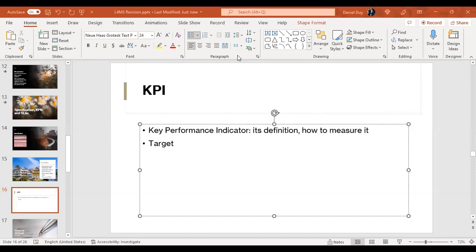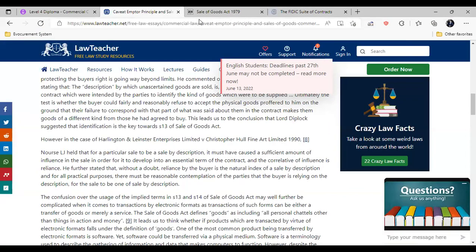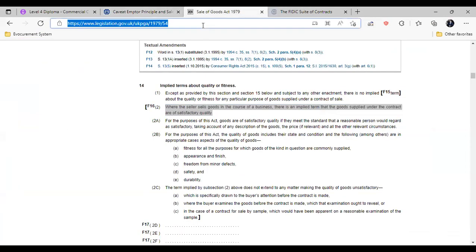So if you don't have any other question, then I can finish my session here. Okay, share link for the Sale Goods Act. Yeah, you have it. The Sale Goods Act. Okay, sir.